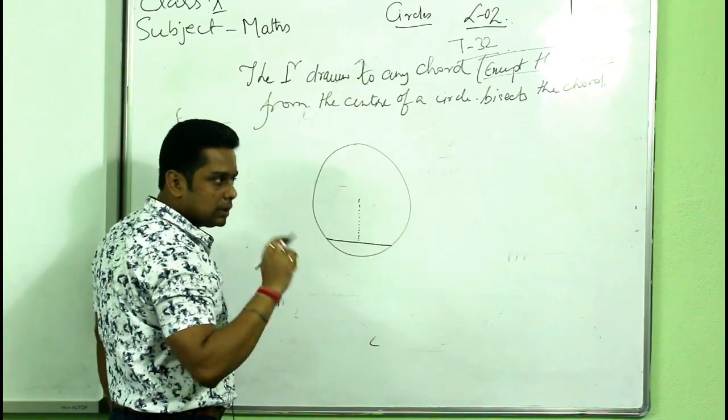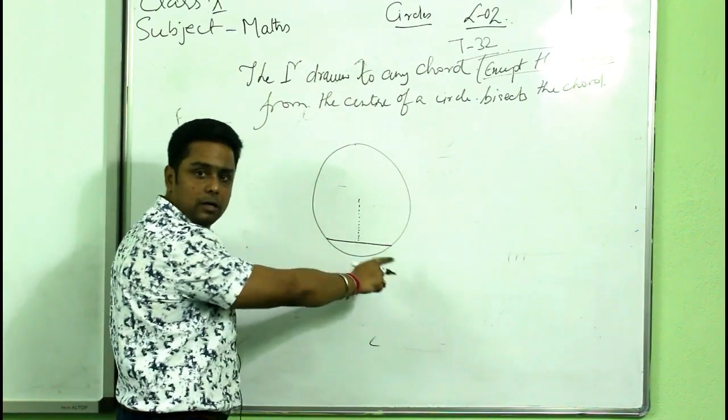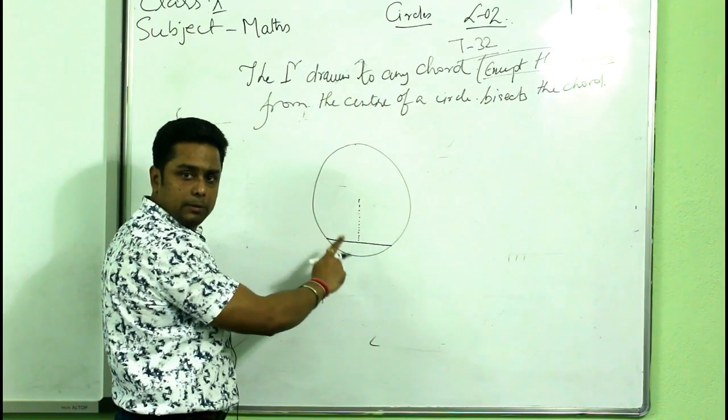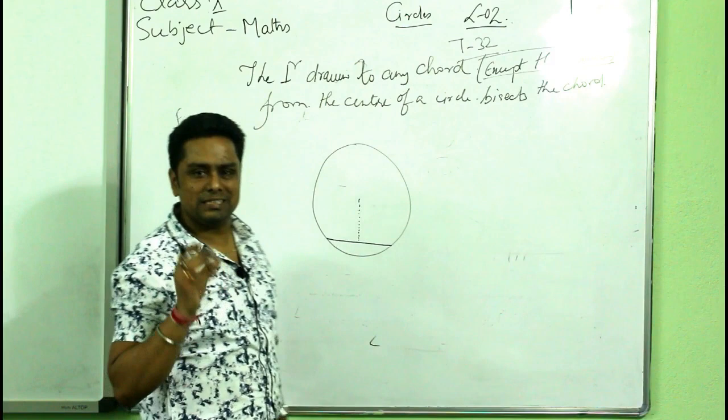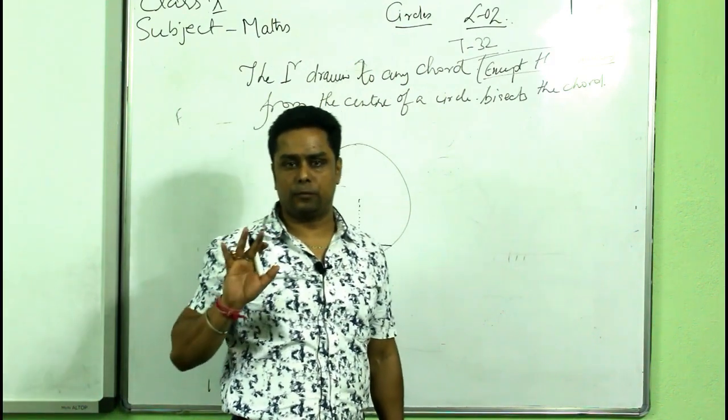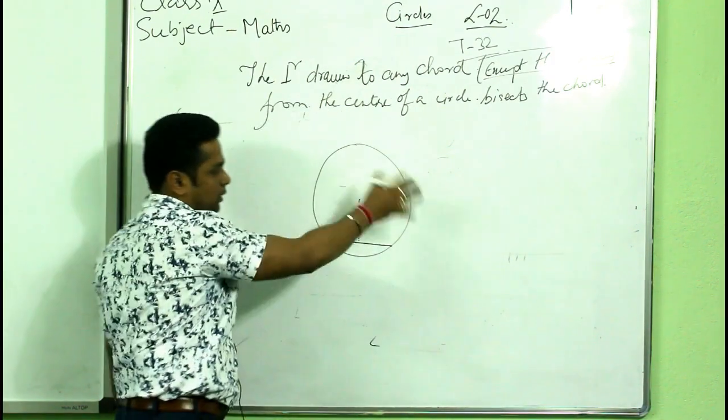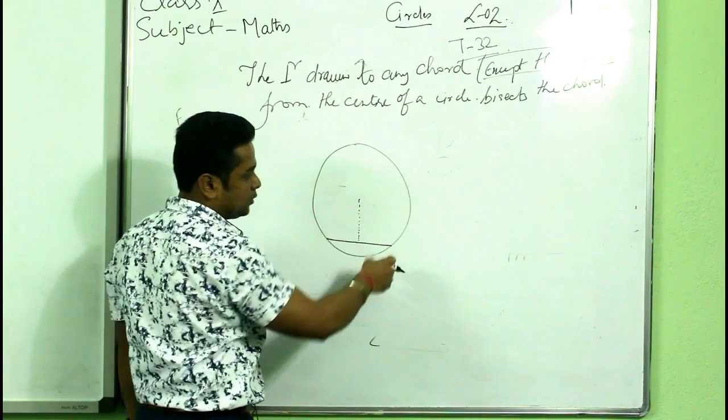A perpendicular drawn to any chord. Any. It's not that because sir has drawn it here, we also have to draw it here. This theorem can be proved by drawing it here, here, here. So basically what happens is when it is any point, we take an arbitrary point. Means any point in a circle. I have taken this point. You can take it here also and prove the same thing.